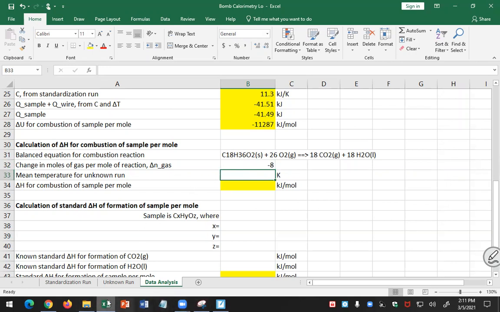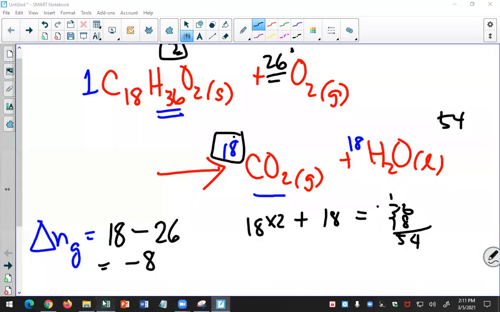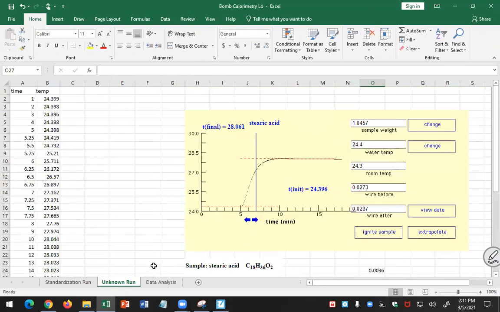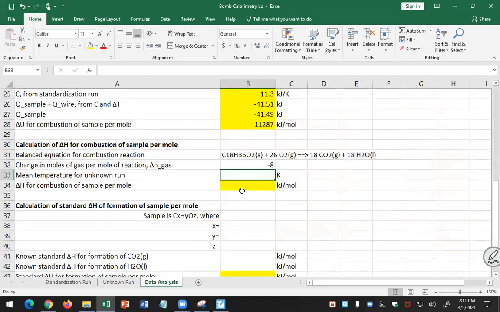Okay. So if you look at your chart, what's my mean temperature for this unknown run? Approximately right here. It's around maybe 27 degrees. I'll just assume it's 27 degrees, but you read that off your chart. So I'm going to say 27 degrees. So plus 27 plus 273.15 Kelvin. So 300 Kelvin is my mean temperature.